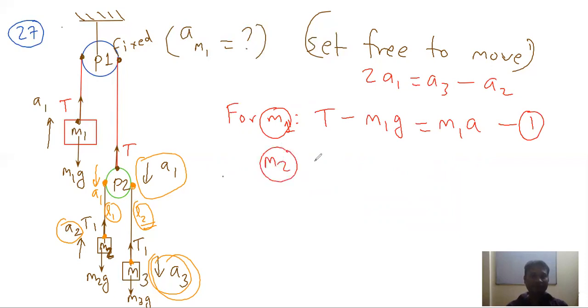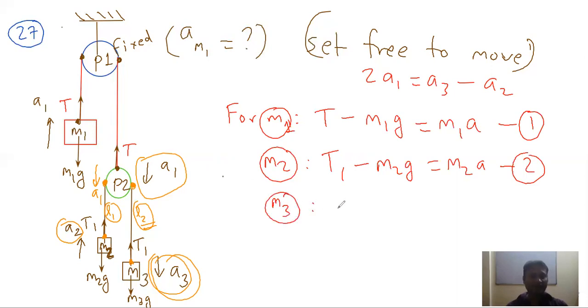For mass m2, Newton's law equation, big force minus small force gives mass into acceleration. So we get T1 minus m2g is m2a2, corresponding to equation 2. Finally, for mass m3, we have m3g, the bigger force, in downward direction, because acceleration of m3 is in downward direction. So m3g minus T1 equals m3a3. This is equation 3.